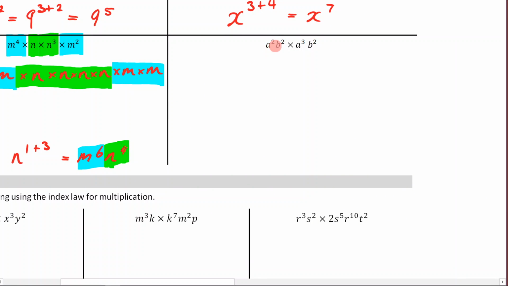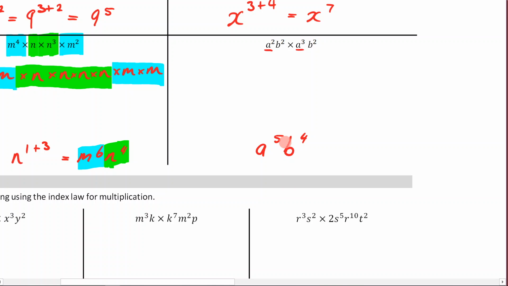So here we have a squared b squared times a cubed b squared. So what you're going to do here is say, all right, I have a squared and a cubed. Well, I'm going to add these together. So I'm going to end up with a to the 5. And then for b, I have b squared and b squared. So 2 plus 2 is 4. That's going to be my answer. So you can see you can answer these pretty quickly.